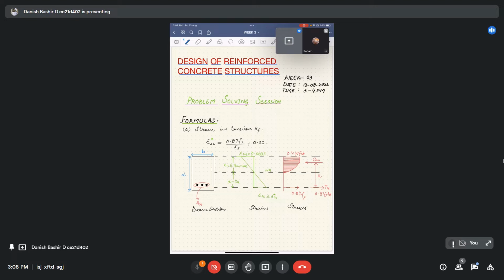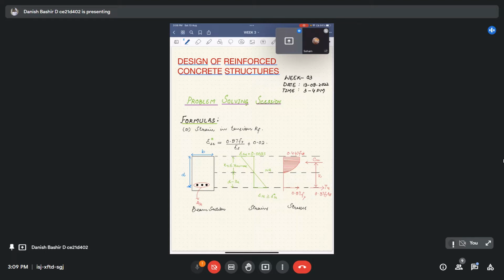So I have given the basic formulas here. These are the important formulas that we will be using in solving our questions today. The first is the strain in the tension reinforcement. From this diagram, we can see a cross section of a beam having effective depth D and width B. Here is the strain profile, and this is the stress block diagram.